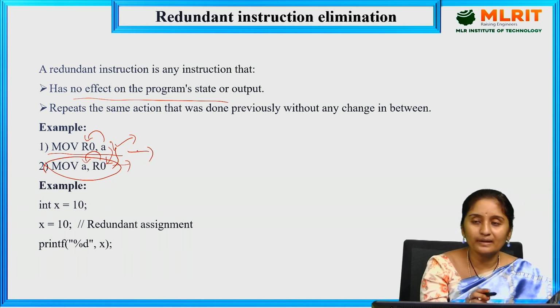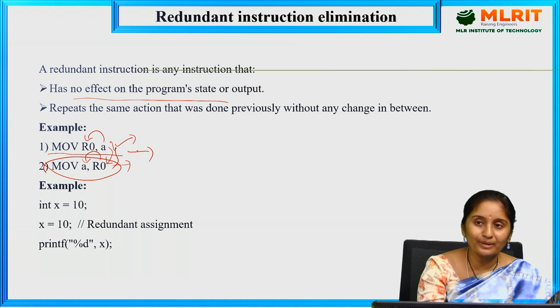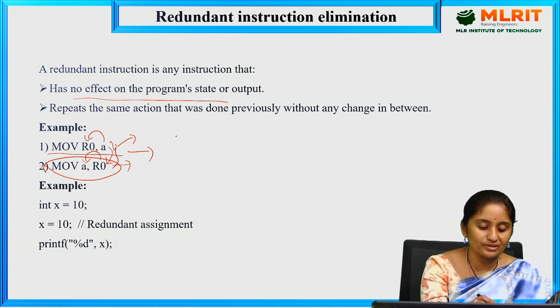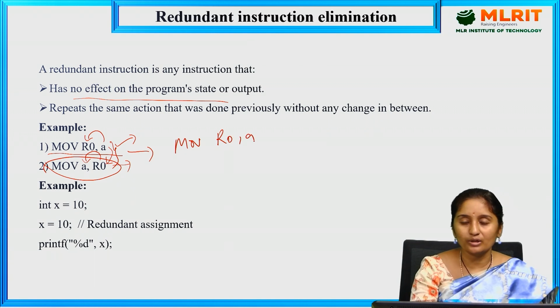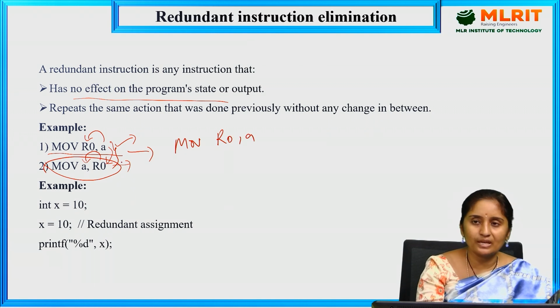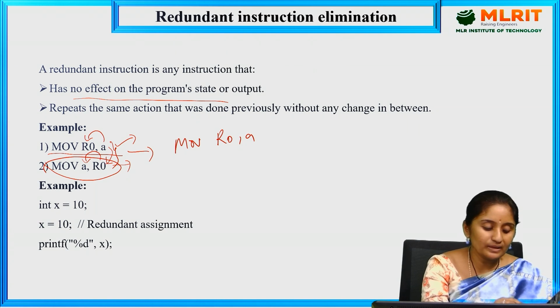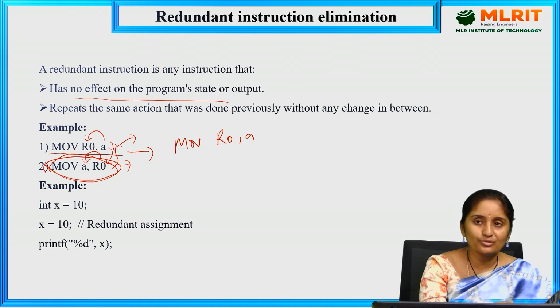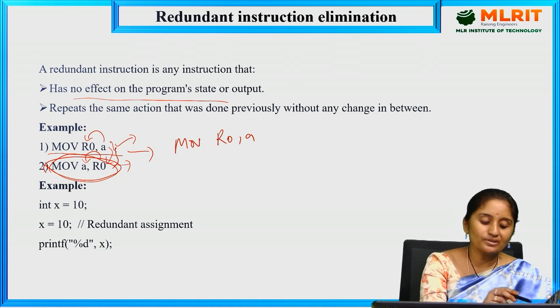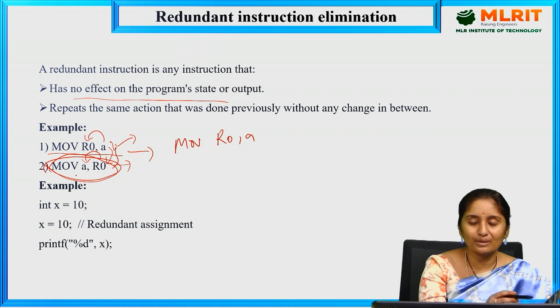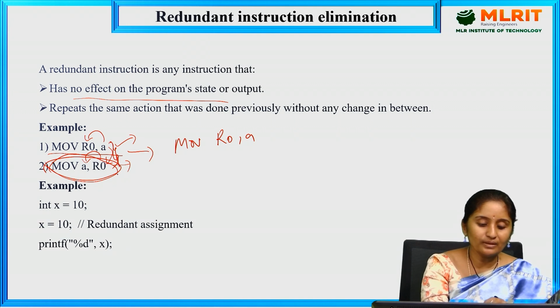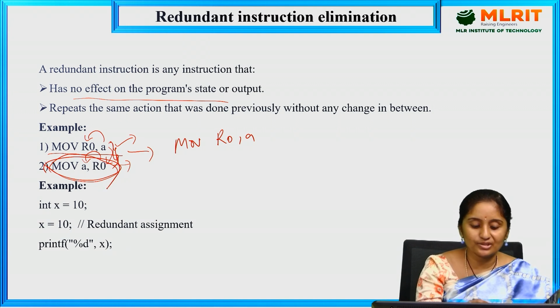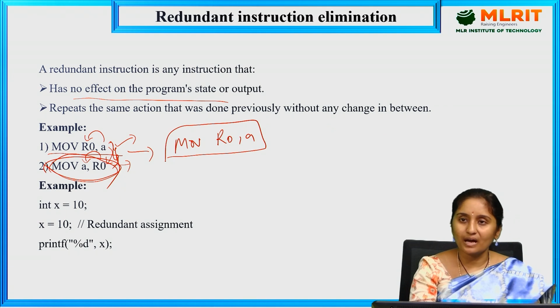After eliminating the redundant or repeated instructions, the final statement will be move R0, A. These are the two instructions which initially I have, and after checking them, the second statement is of no use to me, because A is already stored in the register and again R0 is stored in A. We are repeating the same statement twice. So after removing the redundant instructions, I get the final statement as move R0, A.